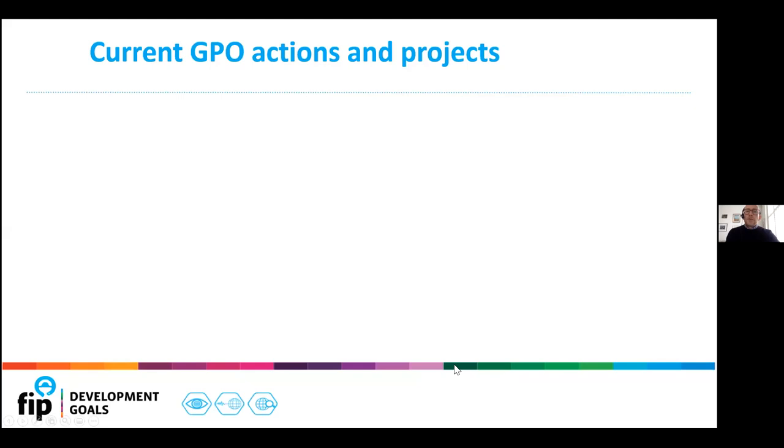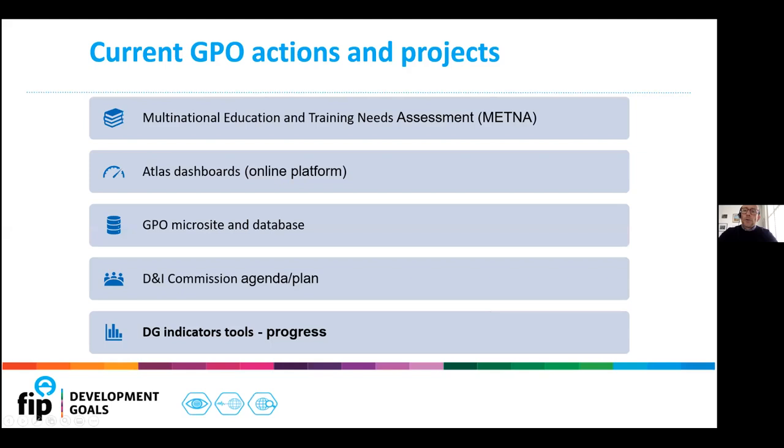Just to give you a brief update on current Global Pharmaceutical Observatory actions and projects, current work across the GPO includes the METNA project, which is a first global pilot of mapping education and workforce needs assessment using the FIP development goals as a framing device. METNA stands for Multinational Education and Training Needs Assessment.